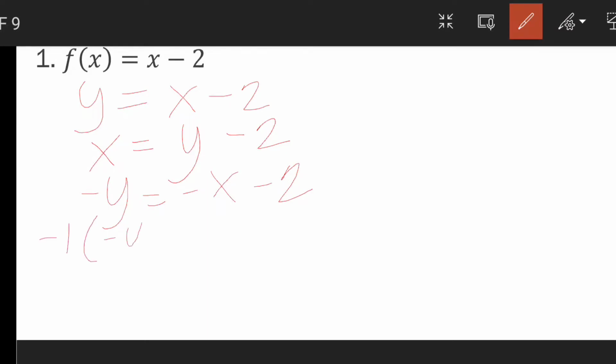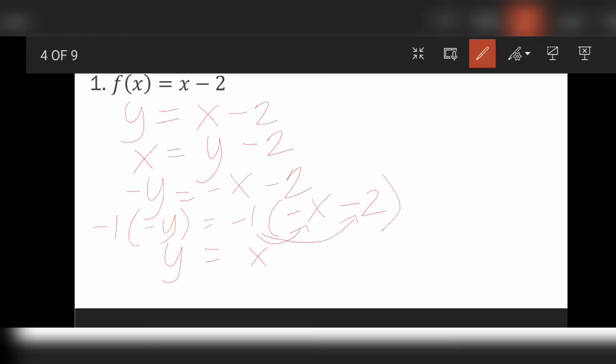That's negative 1 times negative y equals negative 1 times negative x minus 2. So we have negative 1 times negative y, that gives us y. Negative 1 times negative x, that is positive x. Negative 1 times negative 2, that gives us positive 2. So we will have plus 2. So we will stop step 3 if we only have y on the left side of our equation. So since we have y equals x plus 2, we can now proceed to step 4.